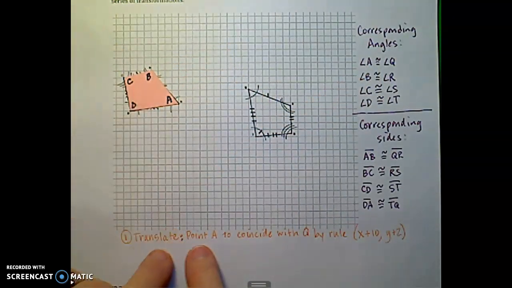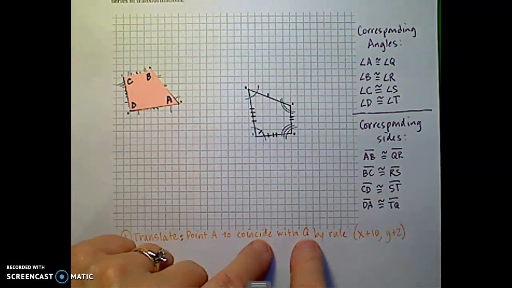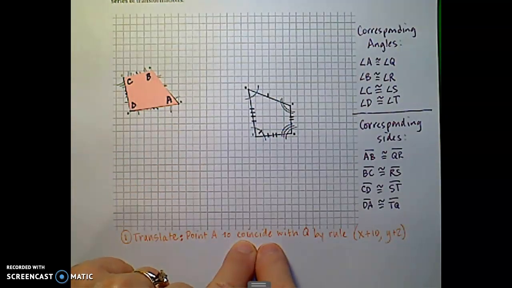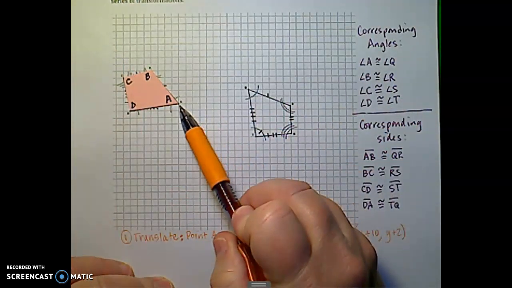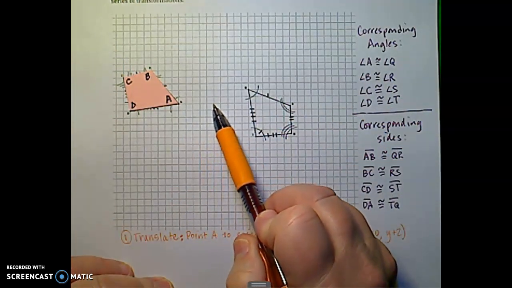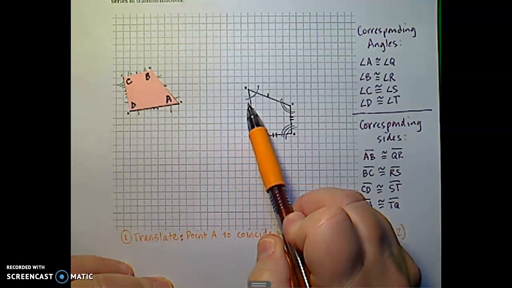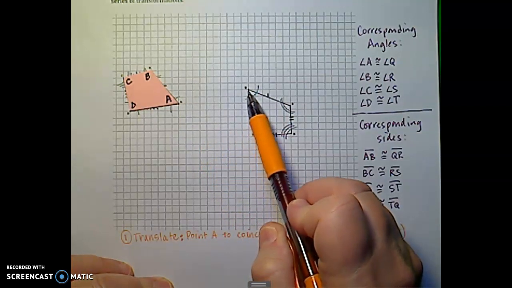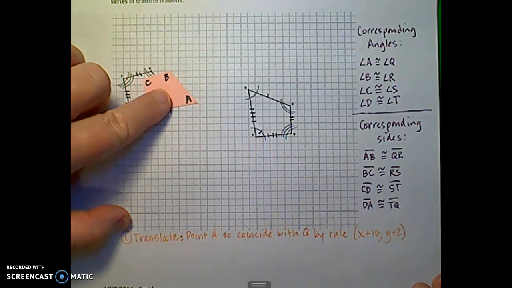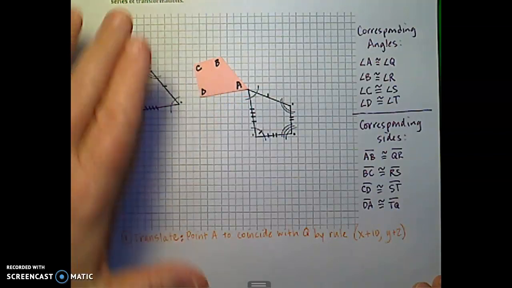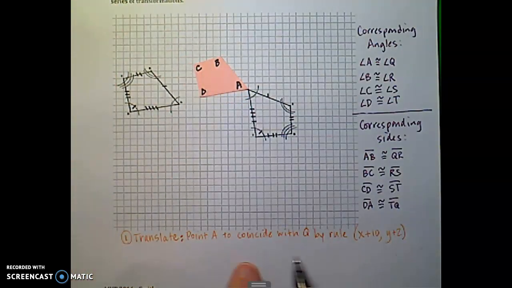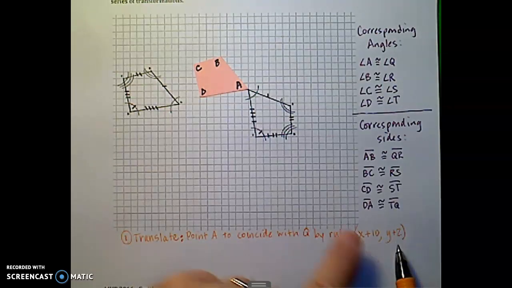So how do I translate point A to coincide with point Q? Coincide means they're going to land right on top of each other. How far do I have to move? So if I count off 1, 2, 3, 4, 5, 6, 7, 8, 9, 10 units in the X direction, and then up 2 units in the Y direction, that is a translation. That'll put me right there. Remember, nothing else rotates or moves. My translation rule is X plus 10, Y plus 2, and that puts me right there.